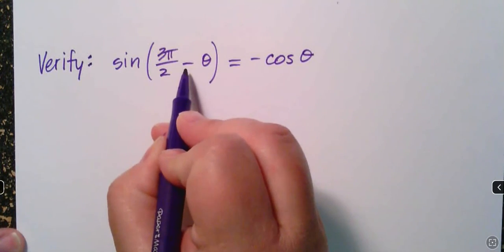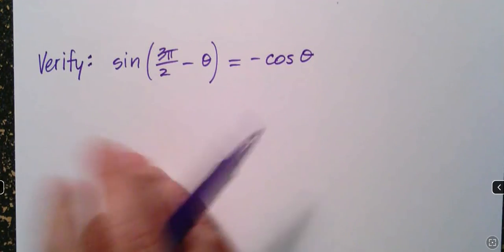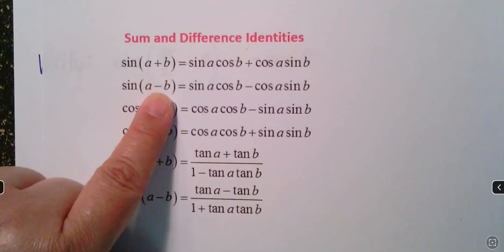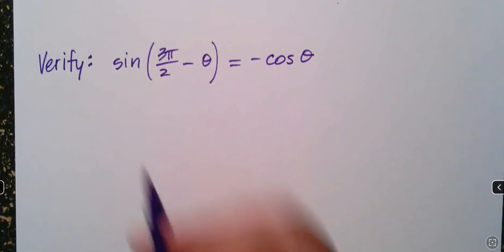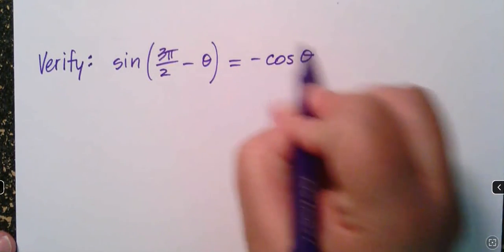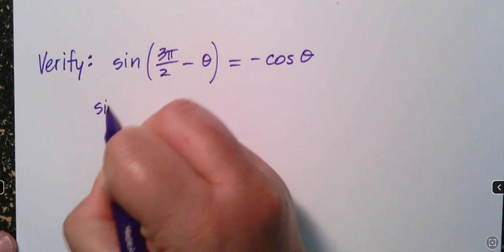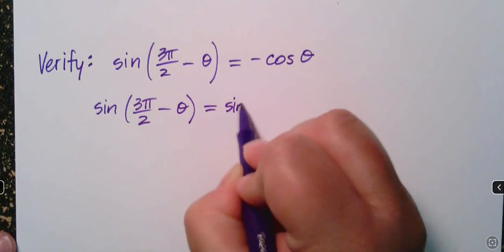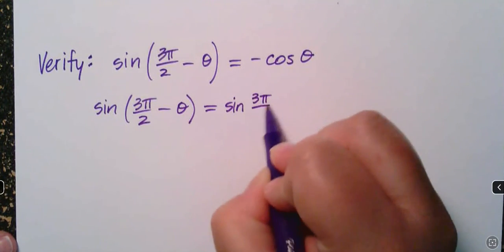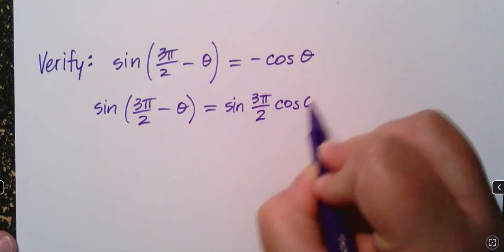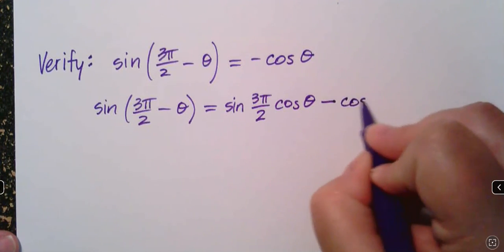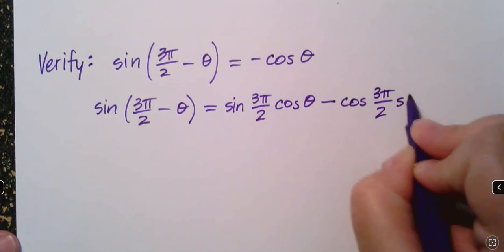All right, so this is a sine of a difference. So I'm going to use that property right there. So sine of the first, cosine of the second, minus cosine of the first, sine of the second. So again, I'm ignoring this whole side over here. I'm just starting with this side and saying that equals sine of 3 pi over 2 cosine of theta minus cosine of 3 pi over 2 sine of theta.